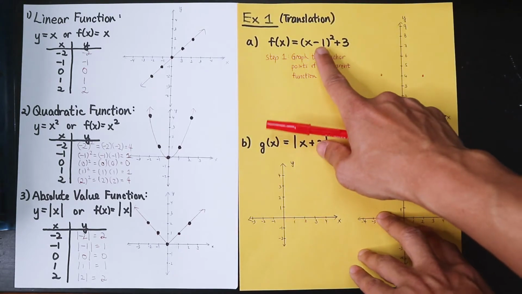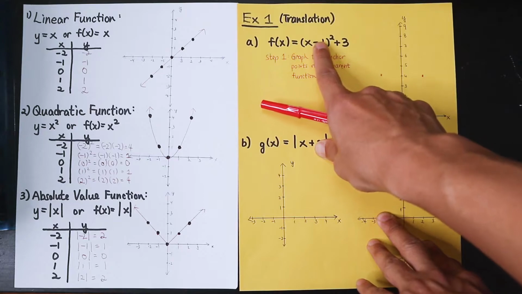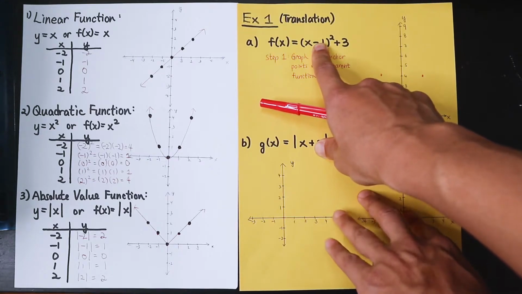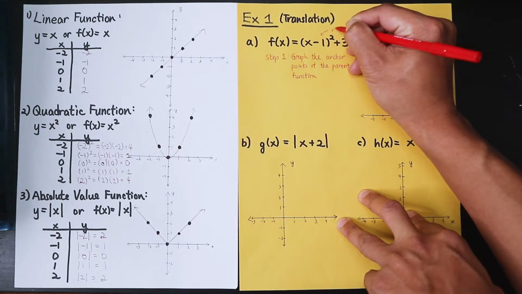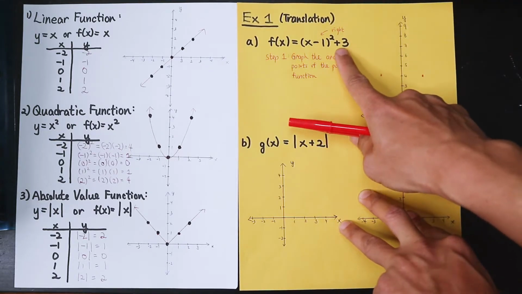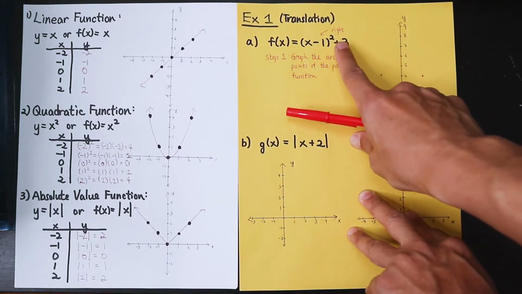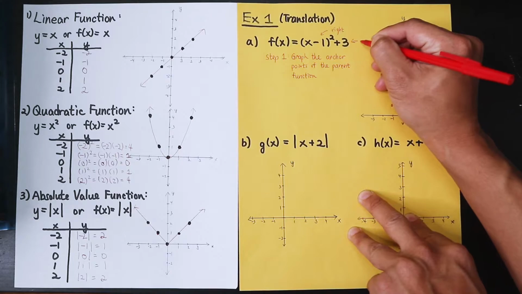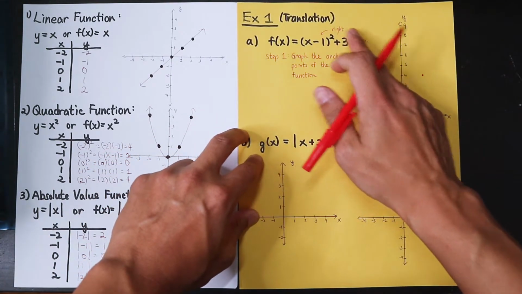First, I see that there is a negative 1 inside this mother function. Since it's negative, according to our notes, it's going to be 1 unit to the right. So this negative 1 is to the right. And at the same time, I have a plus 3, and this 3 is outside the mother function, outside the square. Since it's positive, we're going to move all the points 3 units up. So that means you're going to move 1 right, 3 up.